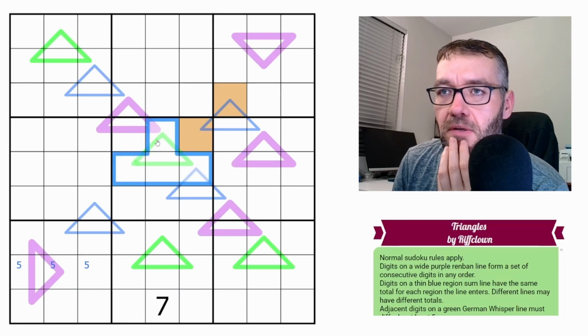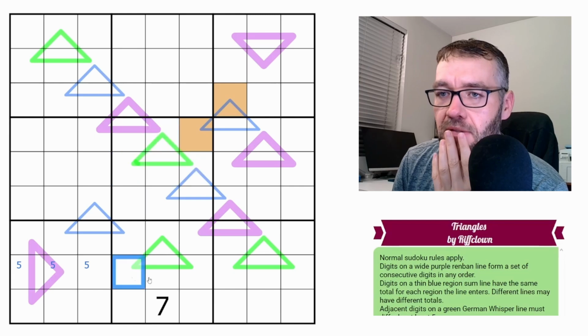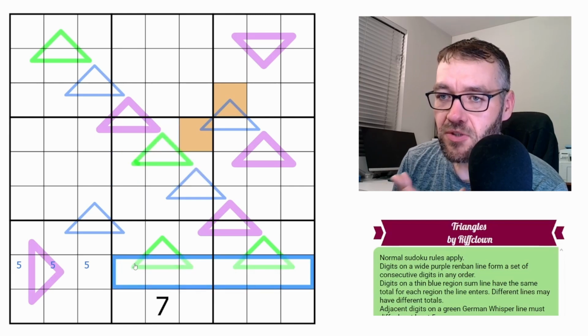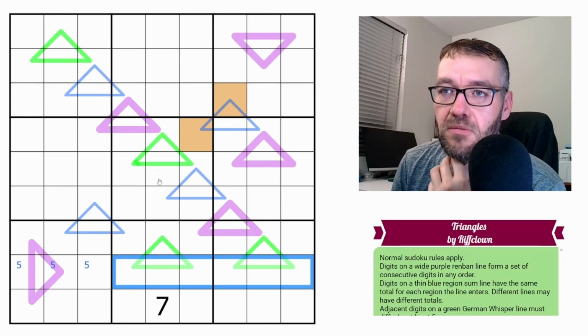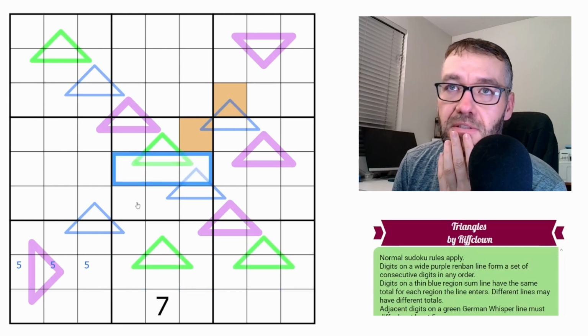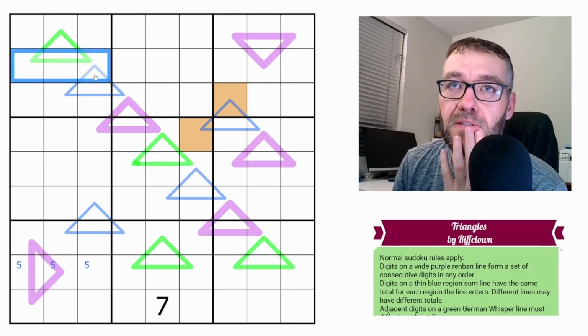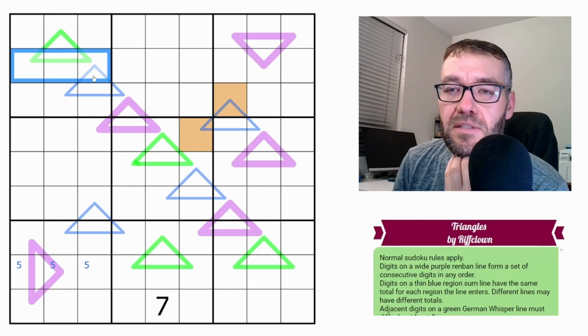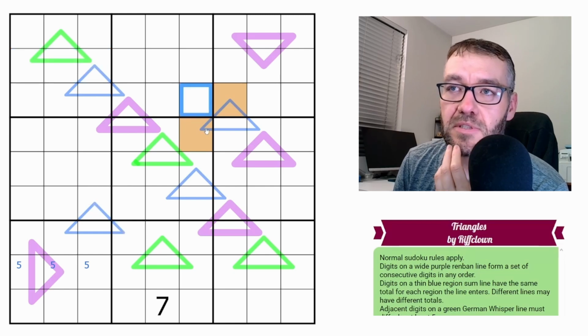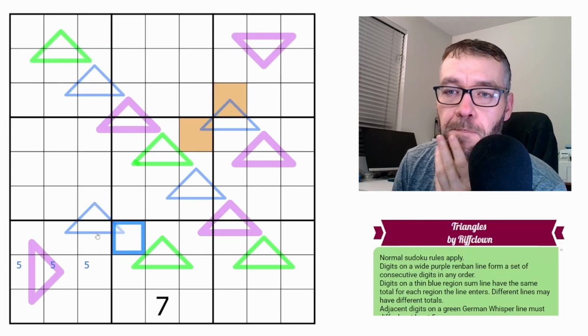So 5 can't go in here. This one was more limiting because you have these 2 German whispers taking up a good chunk of this row, whereas this one's just taking up 3 of these cells, and this one's just taking up 3 of these cells. Kind of having a struggle where to sink my teeth into this thing. These 2 numbers are the same, just like these 2 are the same up here.